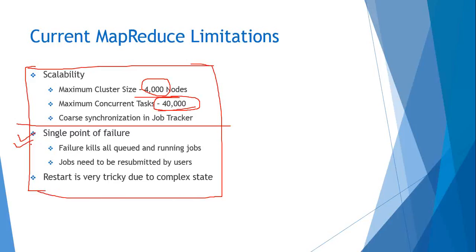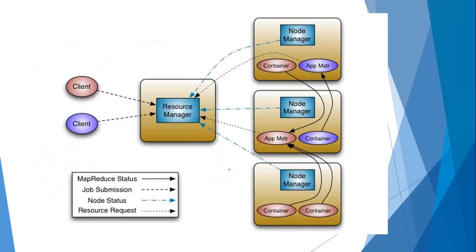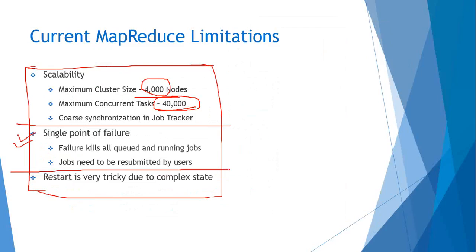Single point of failure, as I was just talking about: failure kills all queued and running jobs. Jobs need to resynchronize and restart. If the job tracker node needs to be restarted, you can think of the complexity in the system. Any questions, any doubts over here before I talk about this new architecture? Everyone agrees, right? Agrees.